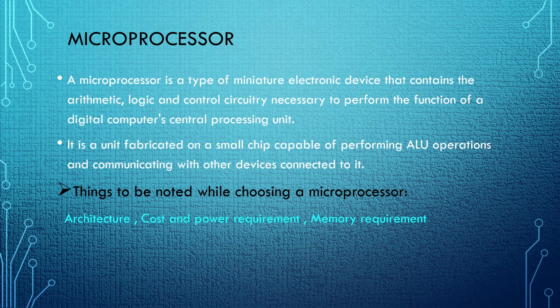Next one is a microprocessor. A microprocessor is a type of miniature electronic device that contains the arithmetic, logic, and control circuitry necessary to perform the function of a digital computer's central processing unit. It is a unit fabricated on a small chip capable of performing ALU operations and communicating with other devices connected to it. And some of the things to be noted down while choosing the microprocessor are architecture, cost and power requirement, and memory requirement.